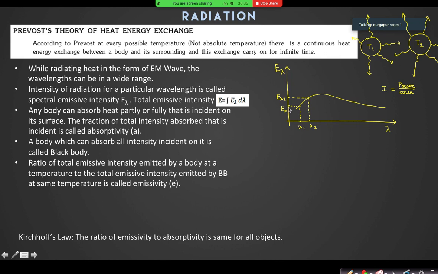And if I have to find total emissive intensity for all the wavelengths, then what I will do, I will integrate E lambda d lambda, yes or no? Yes. And this area under the graph is equal to total emissive intensity, which is the integral of E lambda d lambda. So the area under the graph gives you the total intensity in the form of electromagnetic wave or radiation by the body for the particular temperature.